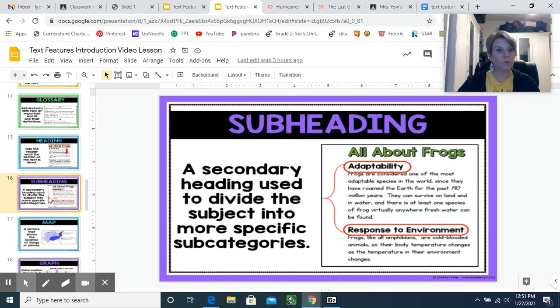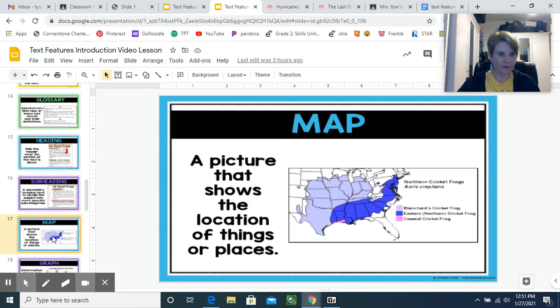Okay, so you won't always see subheadings. In fact, I think the book that I have today doesn't really have subheadings in it. I couldn't find a very good example to show you. But you will see lots of headings. Subheadings are not quite as common in books that we read. All right, another text feature is called a map.